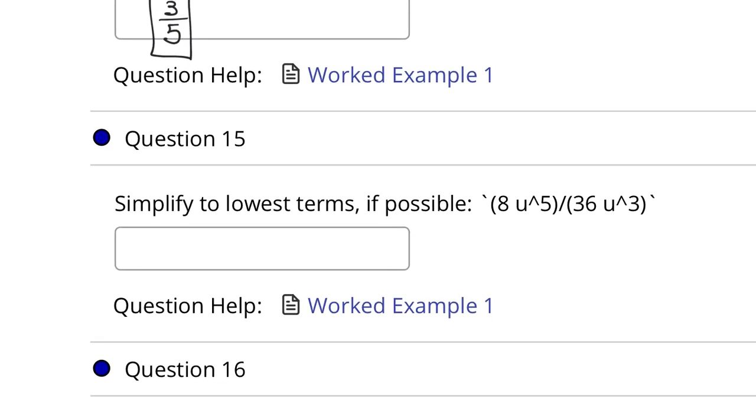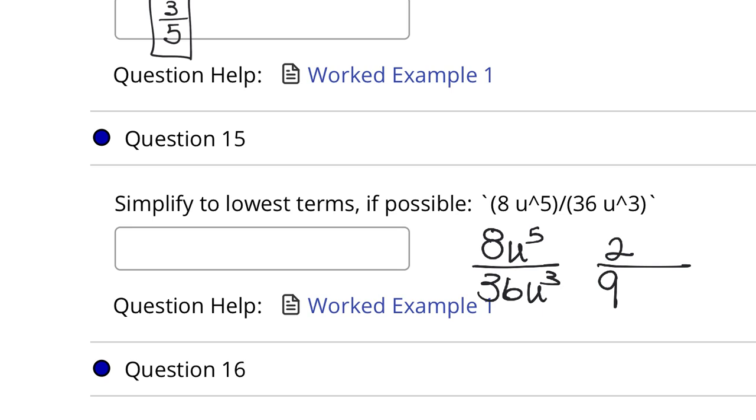Okay, this one, and my word didn't convert very good. It should say 8u to the 5th over 36u to the 3rd. That's another way to write it. And 8 and 36, they're both even. So I divide, they both have a 4, matter of fact. So I divide 4 out of 8 and I get a 2. 36 divided by 4 is 9. So 2 and 9 have nothing more in common. We're done.